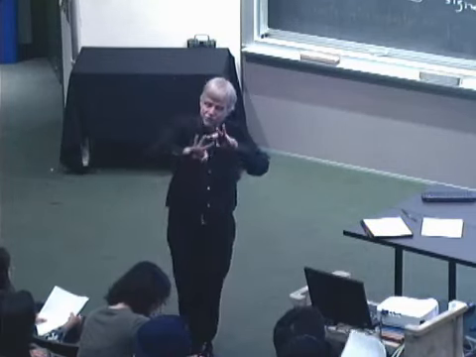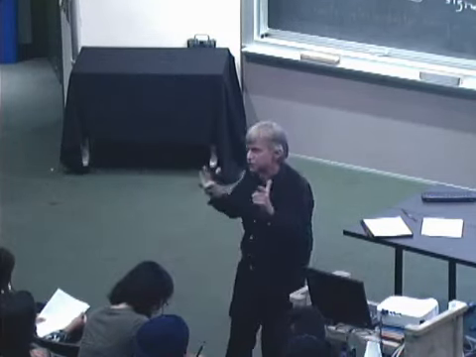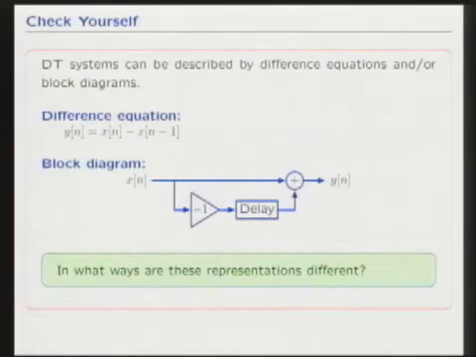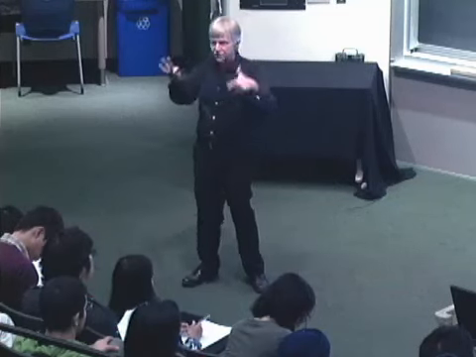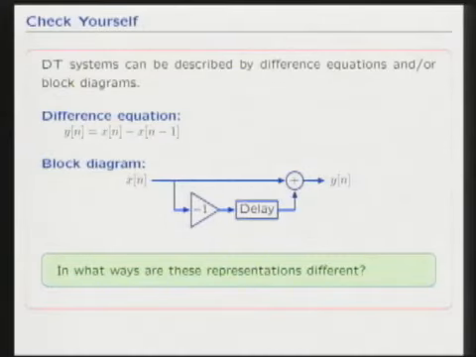OK, so we have these 2 different representations. We have difference equations and block diagrams. So here's a question. How are they different? In particular, I've told you that difference equations are concise and precise. Are there advantages to a block diagram? Talk to your neighbor, come up with a good hypothesis. What's good about a block diagram? Anything?